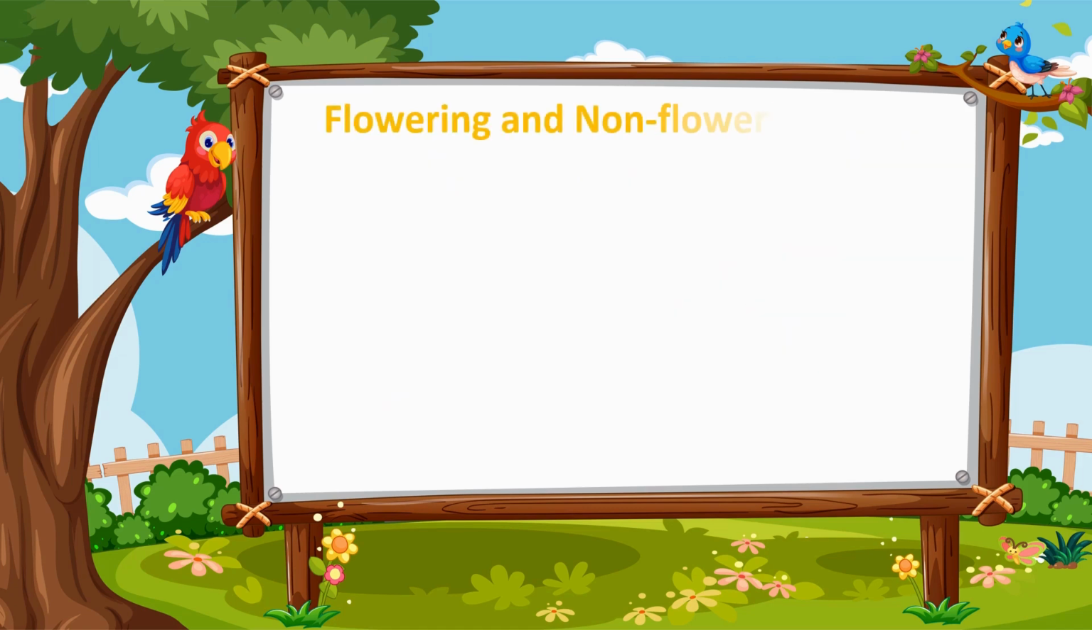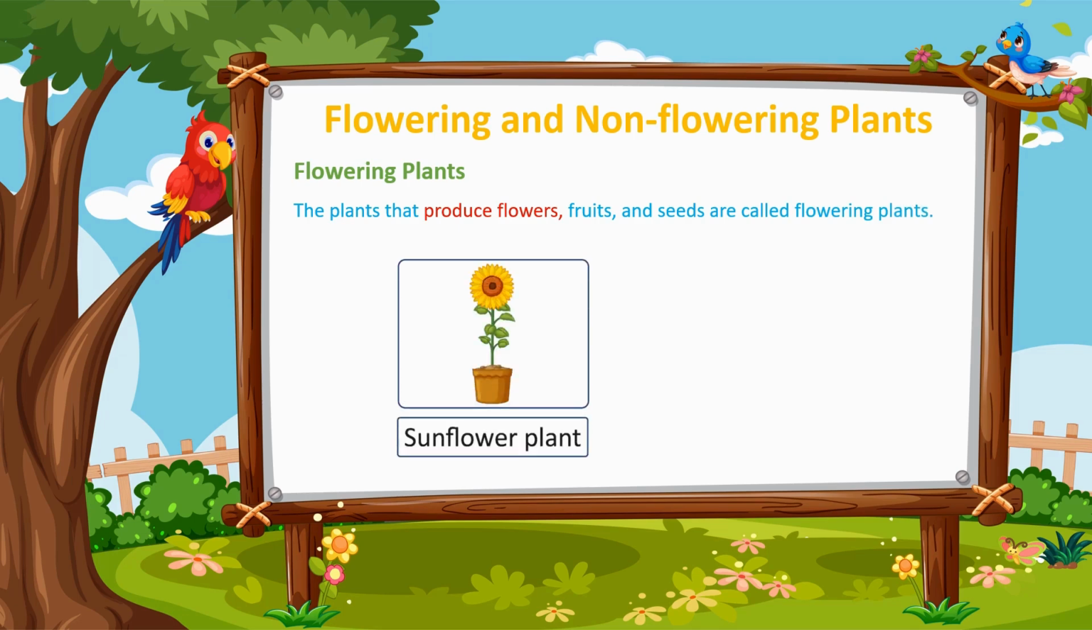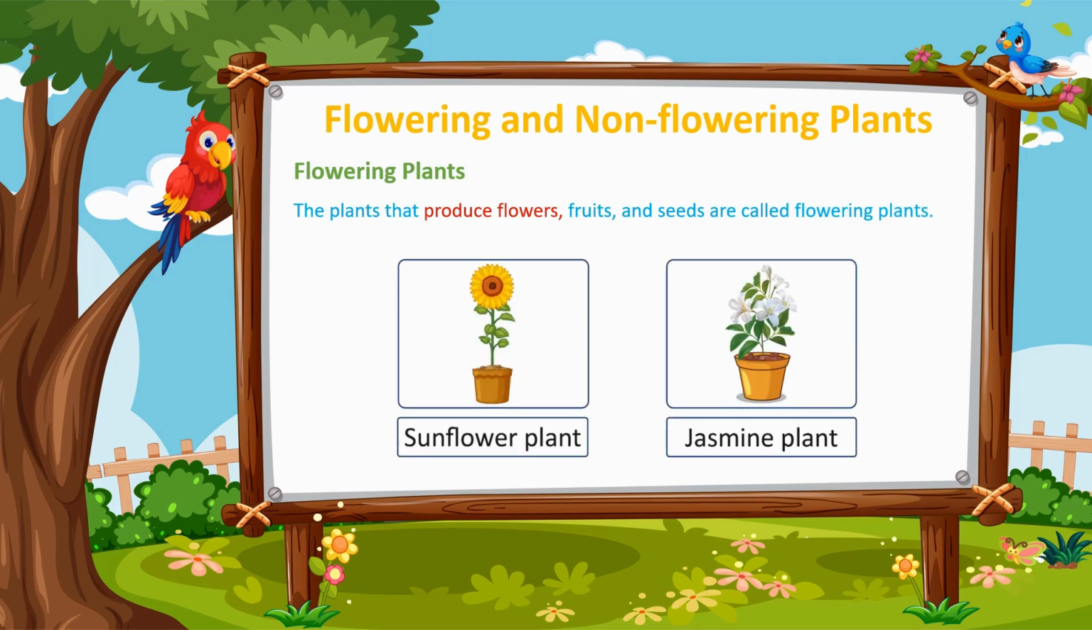Flowering and non-flowering plants. Flowering plants. The plants that produce flowers, fruits, and seeds are called flowering plants. Sunflower plant, jasmine plant.